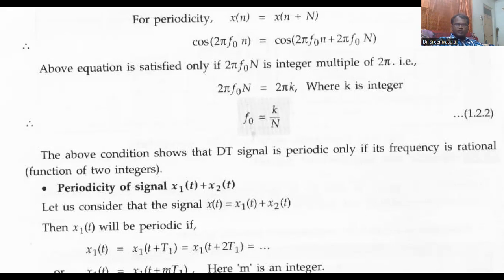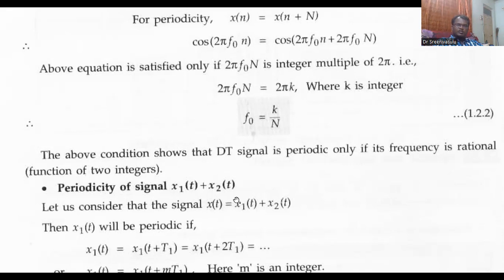Suppose the signal is a periodic signal, how do we find the periodicity? Suppose the signal is not periodic, then no issue, we need not calculate periodicity for it. So here you observe the condition for periodicity.